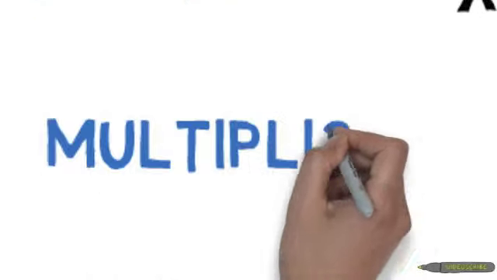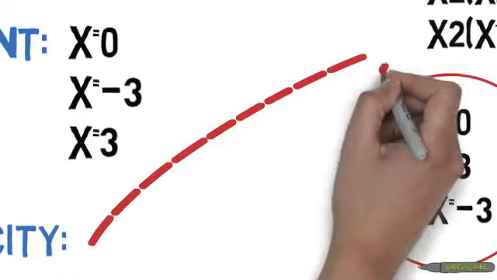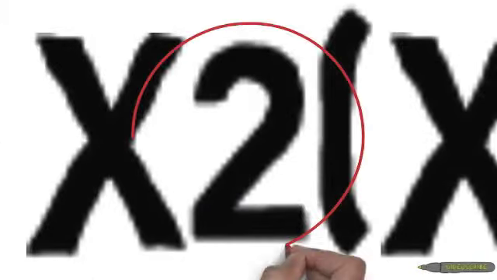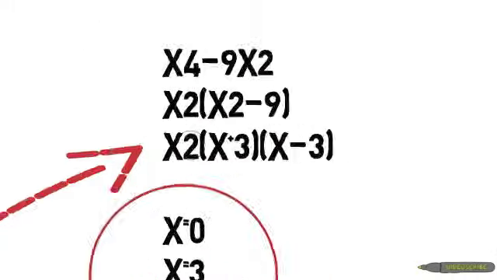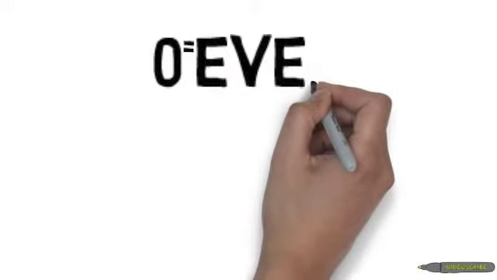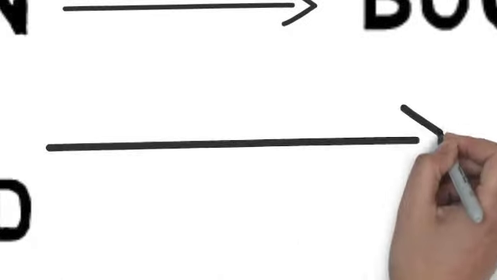Now, multiplicity is the power of the x-intercepts in our factorized equation. The 0 has an even power. 3 and -3 have odd powers. This means that when graphing, the 0 is going to bounce because it's an even number, and the 3 and -3 are going to be crossed because they are odd numbers.